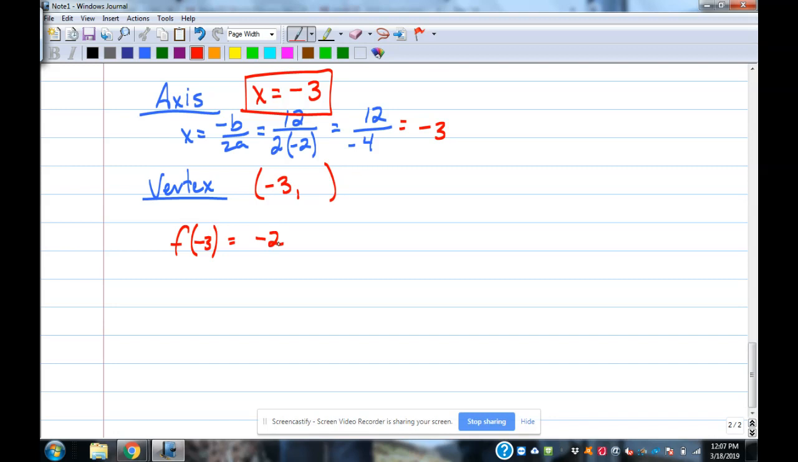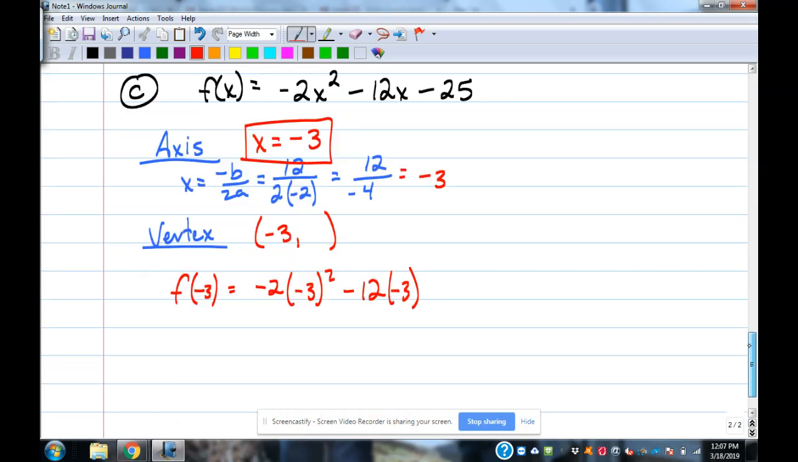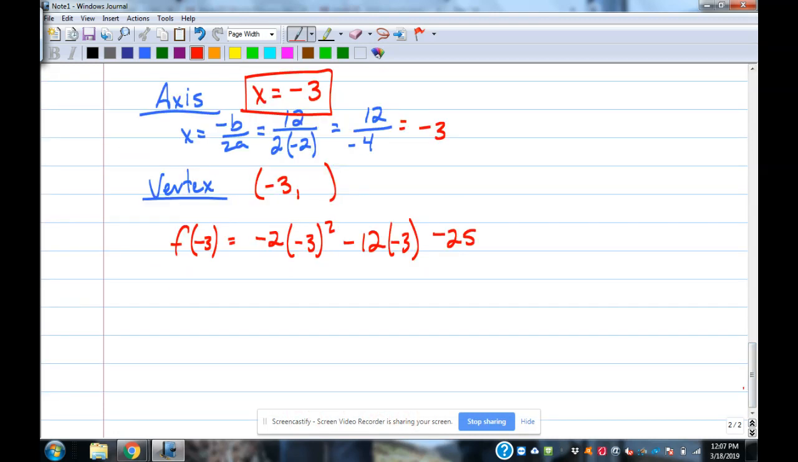So everywhere there's an x in that problem, we're going to put a negative 3. So negative 2, negative 3 squared, minus 12 times negative 3, and it was minus 25. A lot of negative signs in there. Got to pay attention to details here. When I square negative 3, what do I get? Do I get negative 9 or positive 9? Positive. Anytime I square anything, I get a positive number. So negative 3 squared is positive 9.